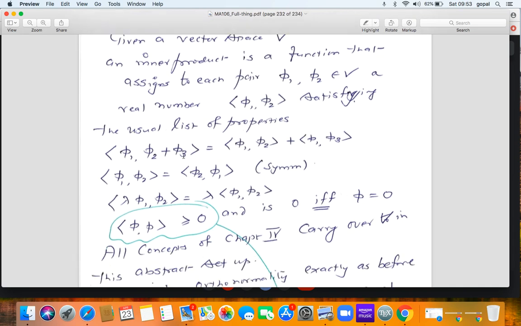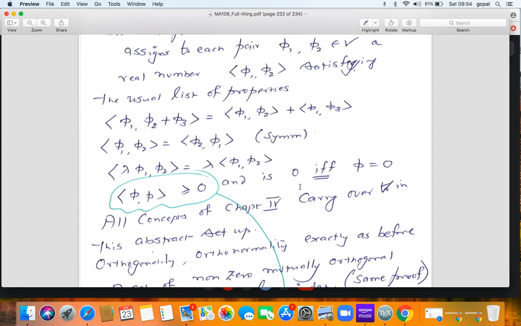By linearity, it is linear in each variable separately. Then symmetry and positive definiteness. That is, the inner product of phi with itself is non-negative, and it is zero if and only if phi is zero. Of course, if the vector space is a complex vector space, then the inner product of phi1, phi2 will be phi2, phi1 bar. The bar has to be put in, and lambda will come out if the lambda is in the first variable. Phi1, comma lambda phi2 will be lambda bar of phi1, phi2. So these are the usual modifications for a complex vector space.